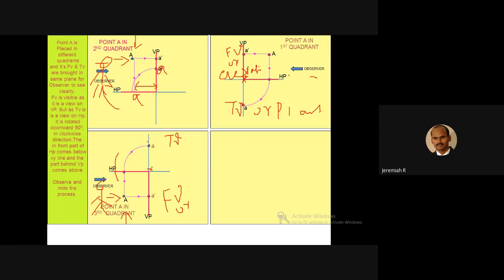But in the first quadrant, the top view will be below the XY line. In the third quadrant, the top view will be above the XY line.